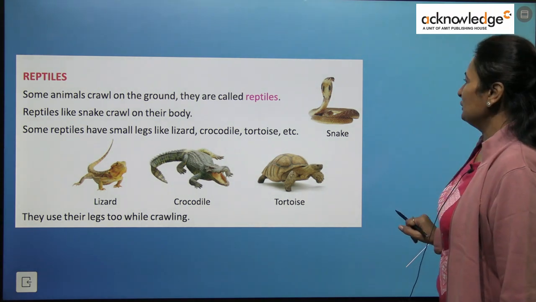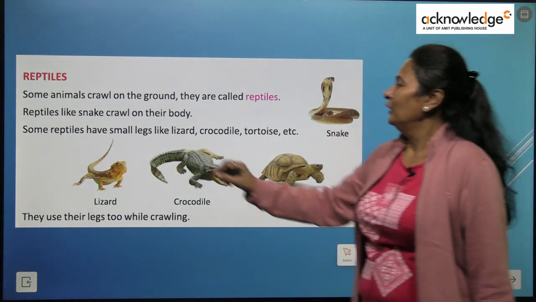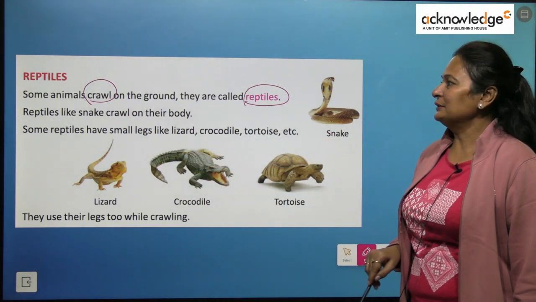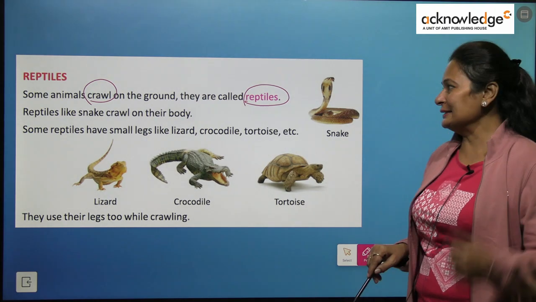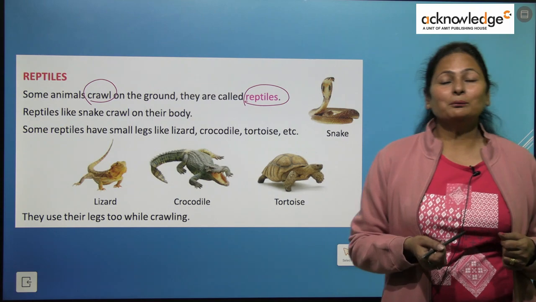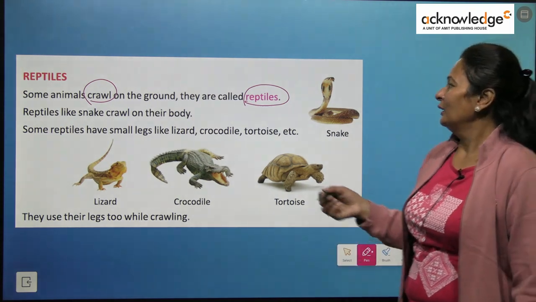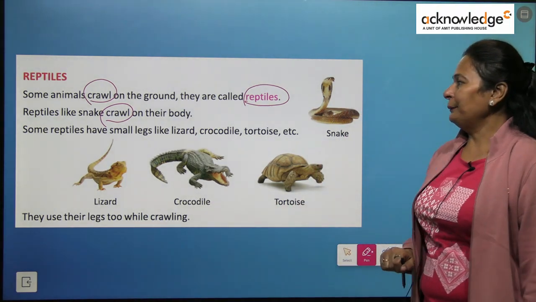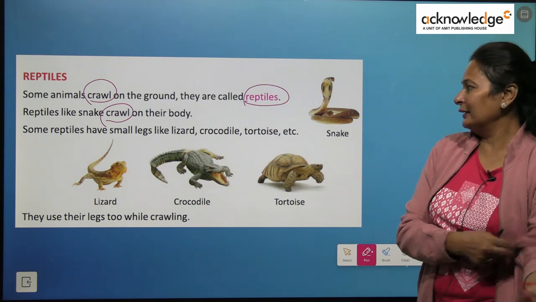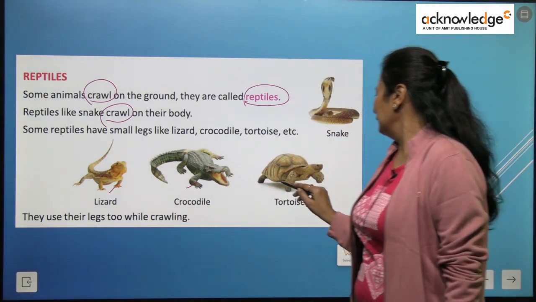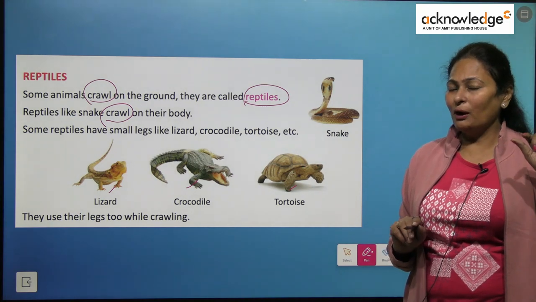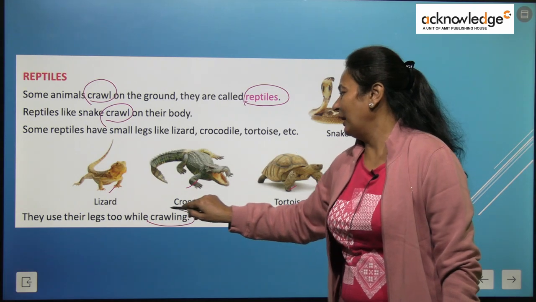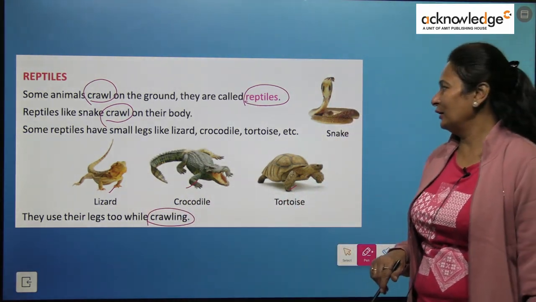Reptiles. Reptiles don't have legs. They crawl on the ground. So that is why they are called reptiles. An example of reptiles is snake. How does a snake move, kids? Snake crawls on the ground on its body. Some reptiles have small legs like lizards, crocodile, tortoise. They have small legs but they are reptiles. They use their legs while crawling on the ground, alright?